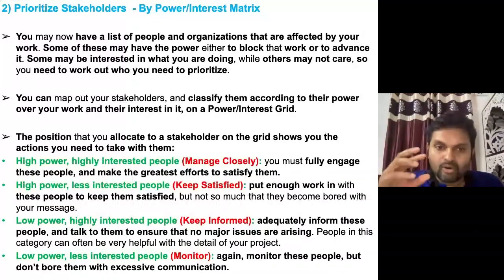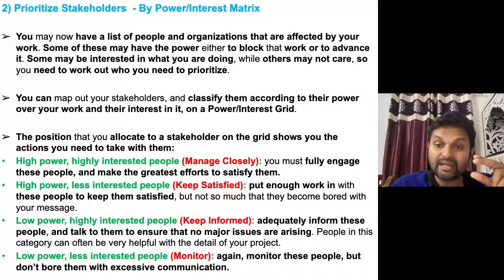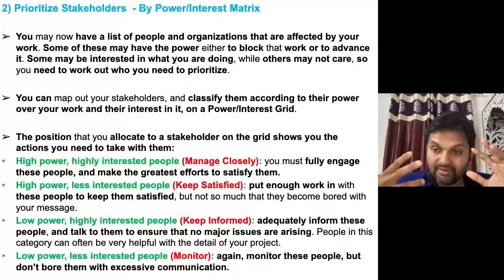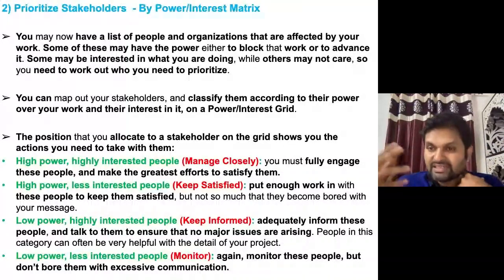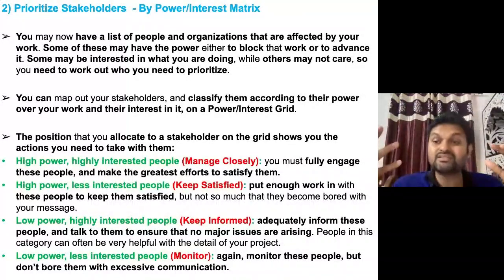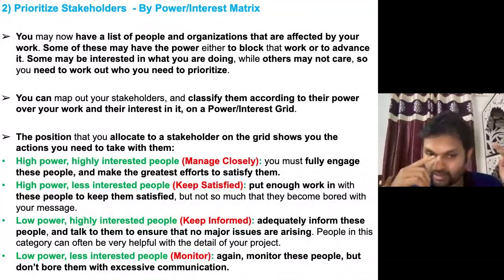Now see the colorful patches of the slide. What they are saying is that on the basis of allocation, I need to prioritize. If high power and high interest is there, I need to manage them closely. Means fully engage these people and make the greatest effort to satisfy them. High power but less interest: keep them satisfied. So put in enough work so that the people will be satisfied.